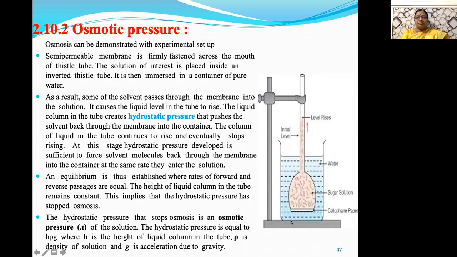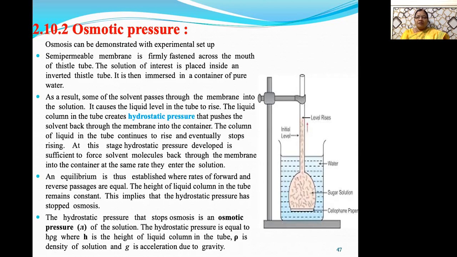Now when the sugar solution is separated from the pure solvent water by this semi-permeable membrane, that is cellophane paper, what happens? We should expect that there will be a flow of solvent molecules from the solvent side into the solution through this semi-permeable membrane. As a result, the liquid level in this thistle tube increases. It rises and finally stops. This liquid column in the tube exerts hydrostatic pressure.